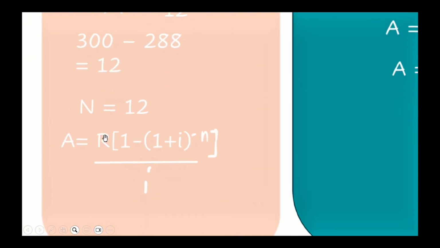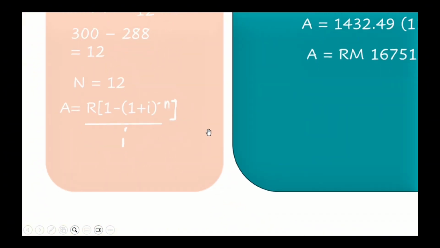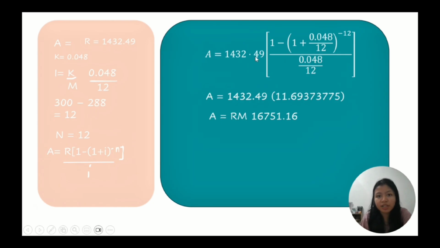Okay, so we're going to use the same formula, which is the present value formula. And this is the calculation. So we just need to find the A instead of R because we already found the R. And we got the final answer for A, which is 60,751 ringgit 60 cents. Okay, so this is going to be our final answer.